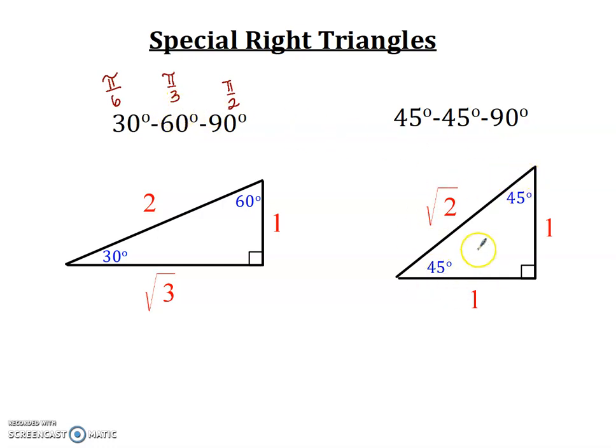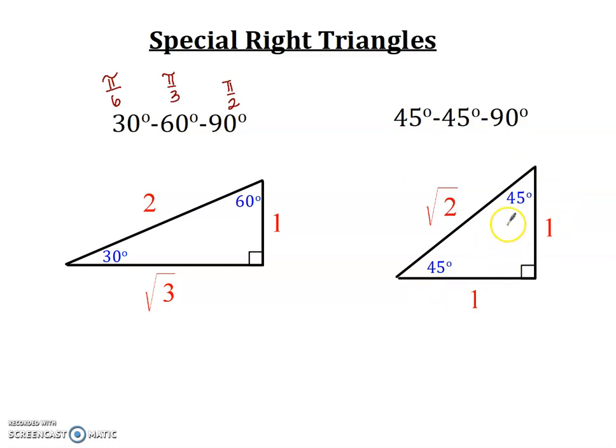Now for a 45, 45, 90, both of the legs are 1. Since the angles are equal, the sides are equal. And then the hypotenuse is root 2. And again, this is probably the one that people mislabel the most. They'll put a 2 here. You can always check your sides. 1 squared plus 1 squared is 2. Square root of it, root 2.